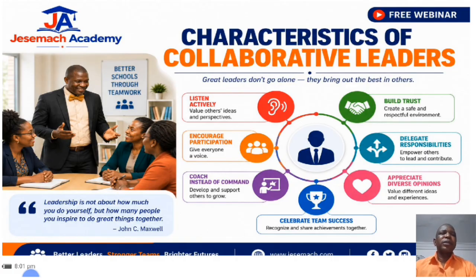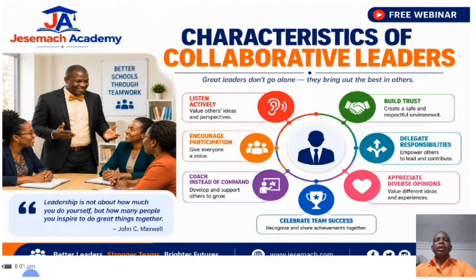Then another point is building trust. You have to build trust as a collaborative leader. So you create safe and respectful environments for your organization and for yourself. Okay? Not an environment where everybody will be panicking, not an environment where everybody will be suspecting one another. You have to build trust so that when people work, they work with an open mind.